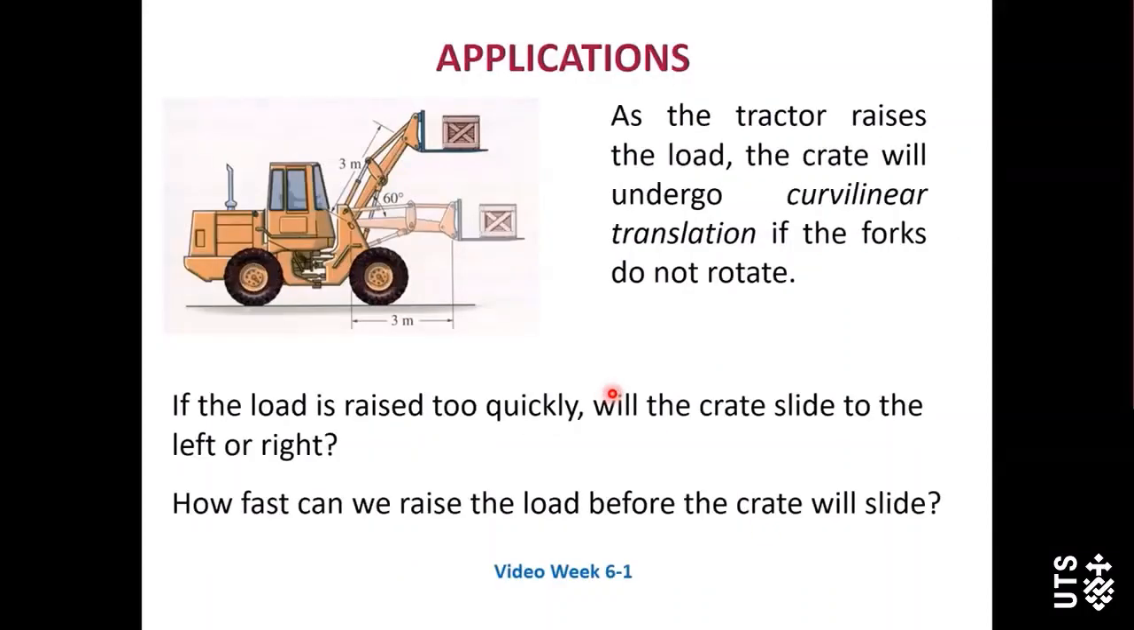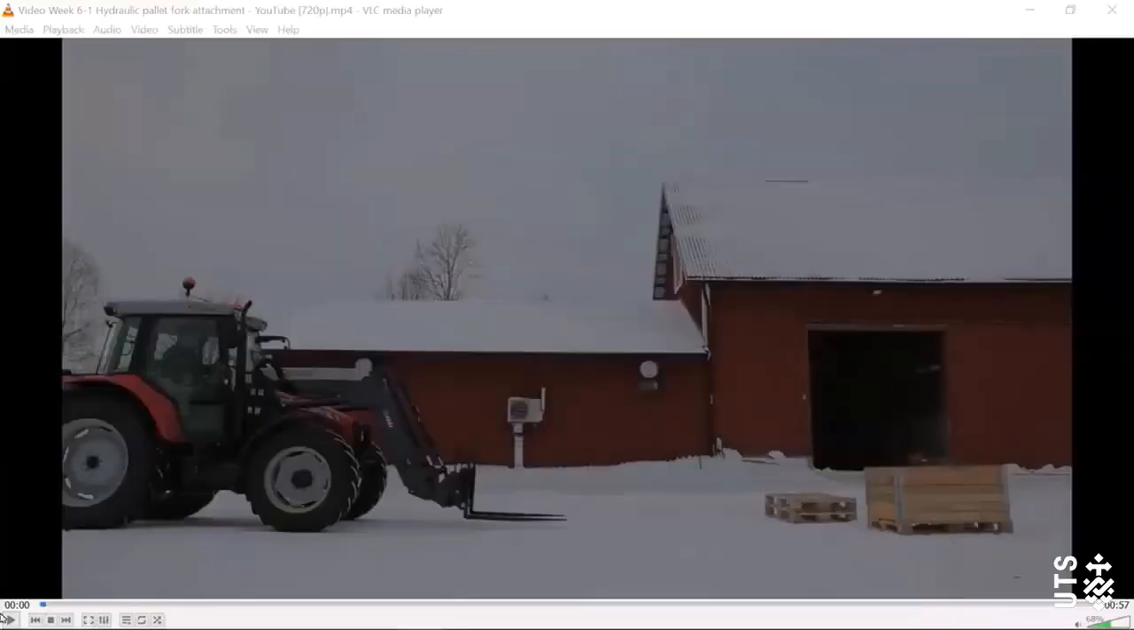Okay, now let's see two applications. One is a tractor, and this tractor raises the load. And here, the crate will undergo curvilinear translation if the forks do not rotate. Okay, watch a video.